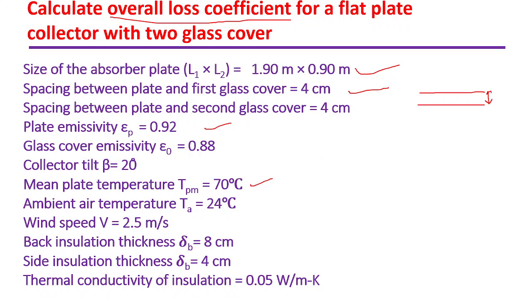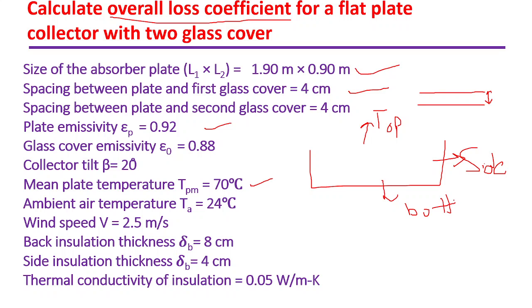For the overall loss coefficient, as we discussed, if this is my system, there will be one loss from this side, which we call top loss, one from this side, which we call side loss, and one from this side, which we call bottom loss. Now we first solve for top losses, then side losses, then bottom losses. Then we add them and calculate the overall loss coefficient.